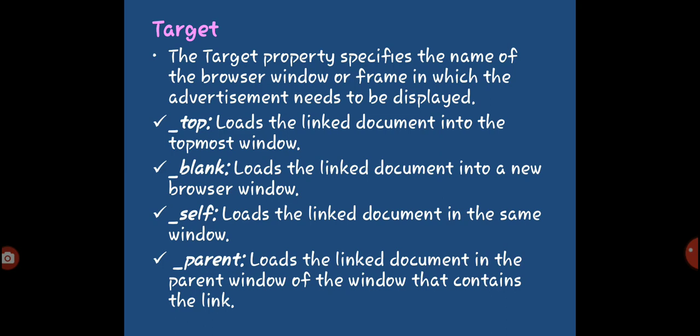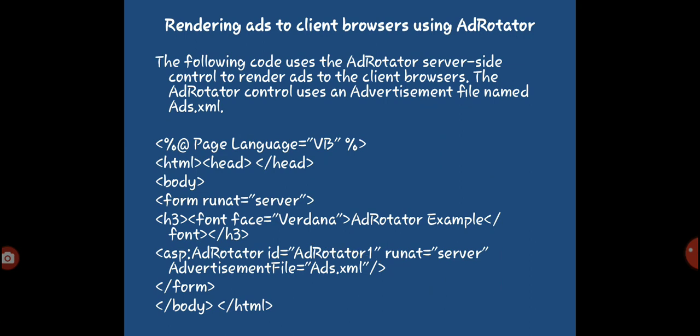Self loads the document in the same window, the opposite of blank. Then parent: when it is loaded, the linked document will be displayed in the parent window of the current window. So this is about target.